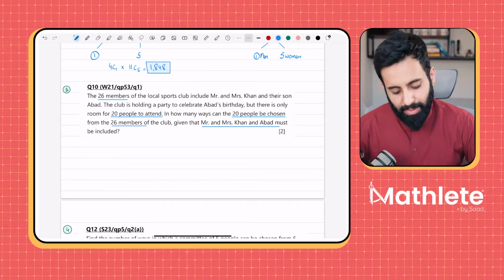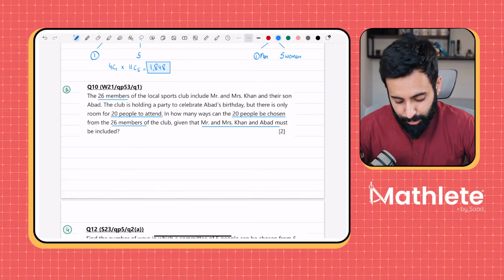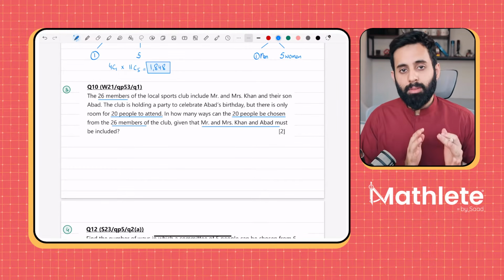Let's see how many people we have to select from. We have 26 people to choose from. How many people do we have to choose? We have to choose 20. But 3 people must be included.